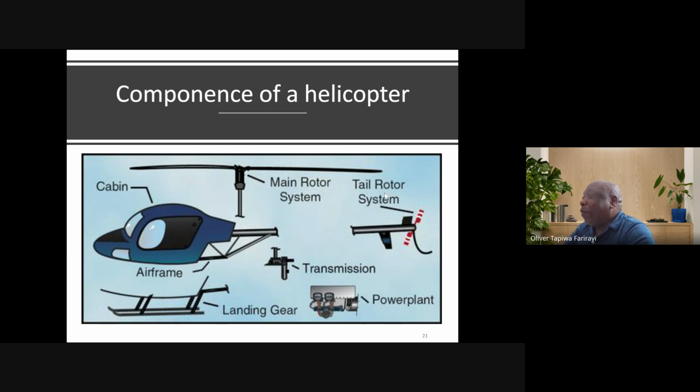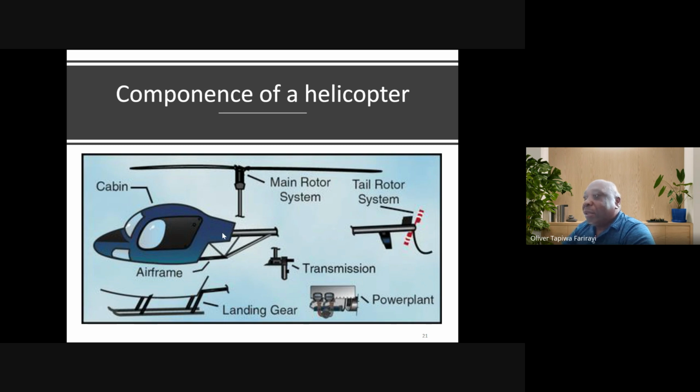Then at the back here, you've got the tail rotor system. This is for directional control. If you hit a tree with this, something bad will happen. If it stops running, something bad will happen. This thing might go into an automatic spin.